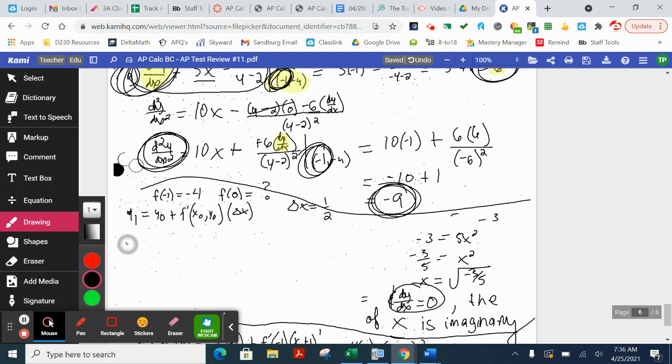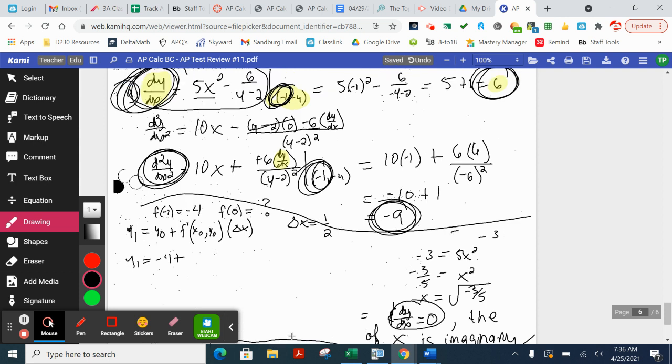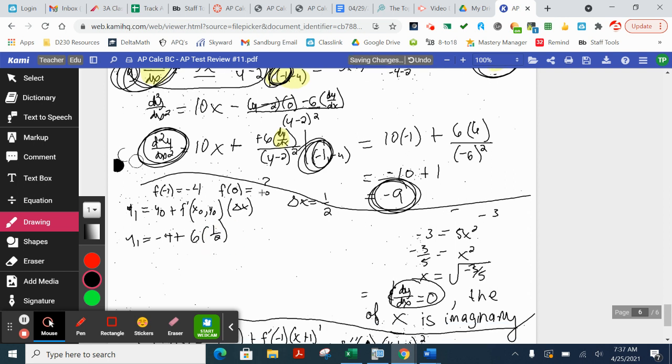So our first approximation, y sub 1, should be our initial y value, which is this negative 4, plus our first derivative at this point. And again, we know this, correct? We found this at the beginning of the problem. That is the value of 6 right here. So that's going to be your 6. And then our step size we know is 1/2. So the first approximation is negative 4 plus 3 for a value of negative 1.